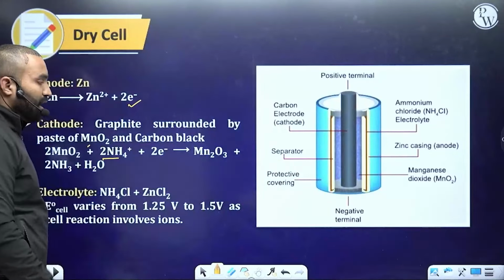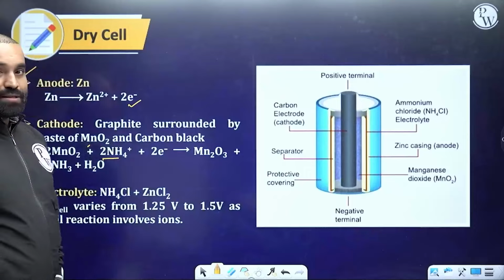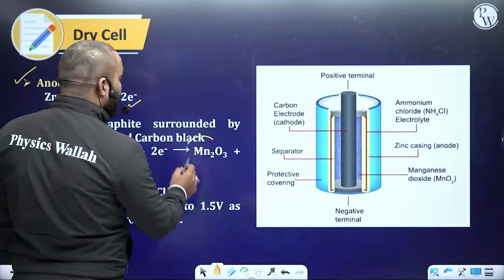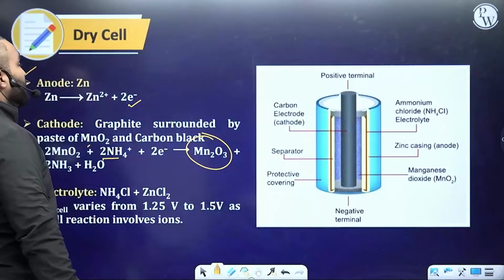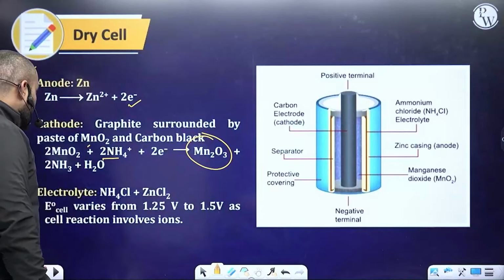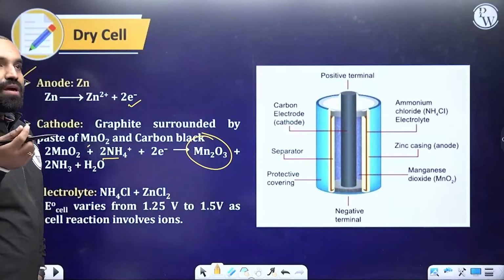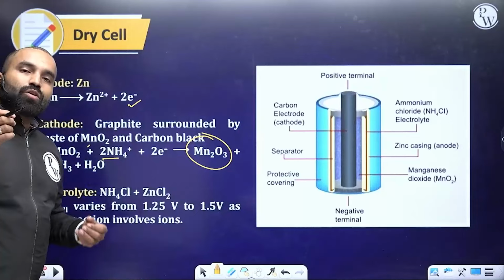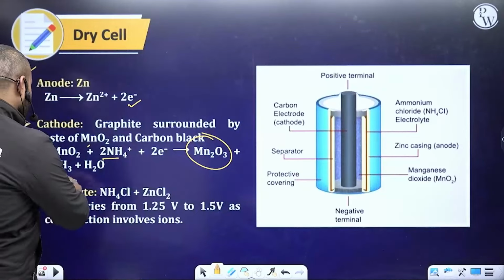That reaction would occur. So the question that they ask is, what is the product obtained during the reaction in dry cell? Mn2O3 is the product obtained. And when you open that cell, you might have observed there is some sort of ammonia smell, and that ammonia smell is due to this.